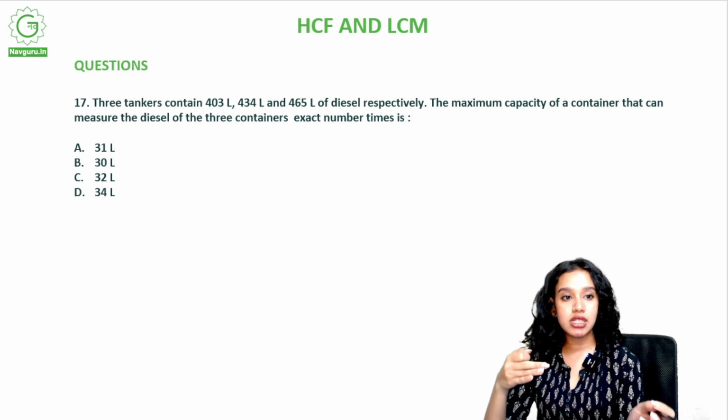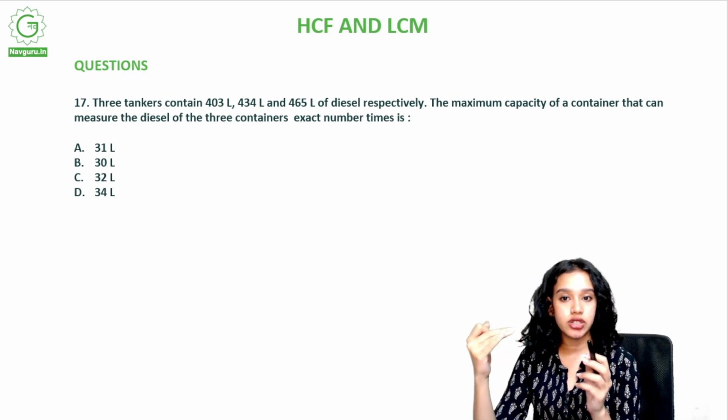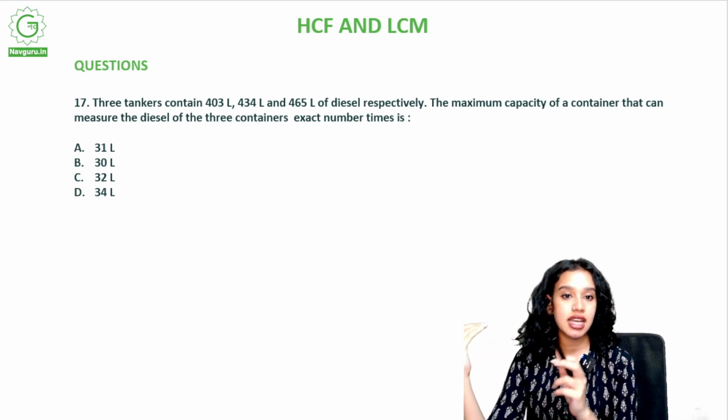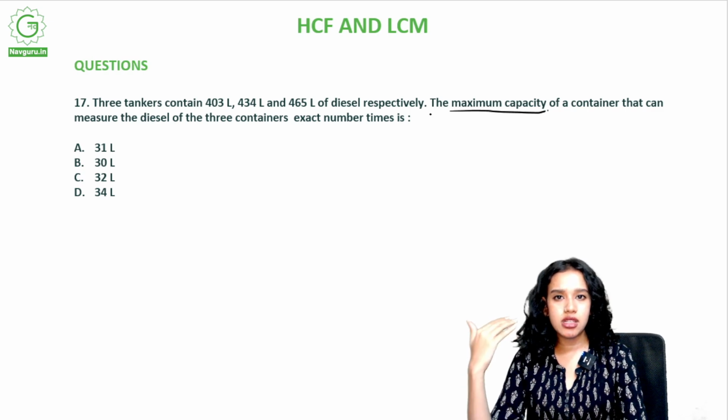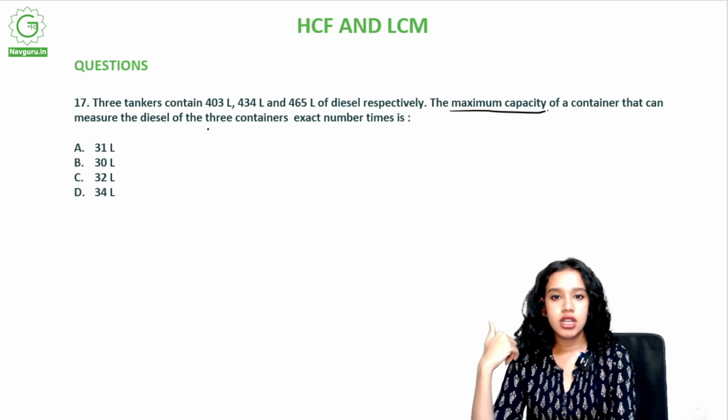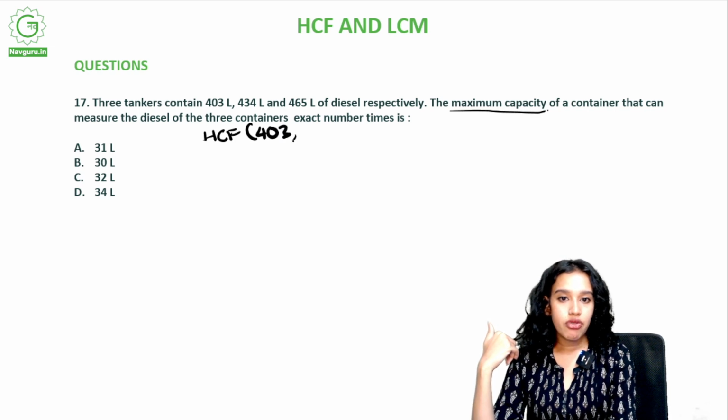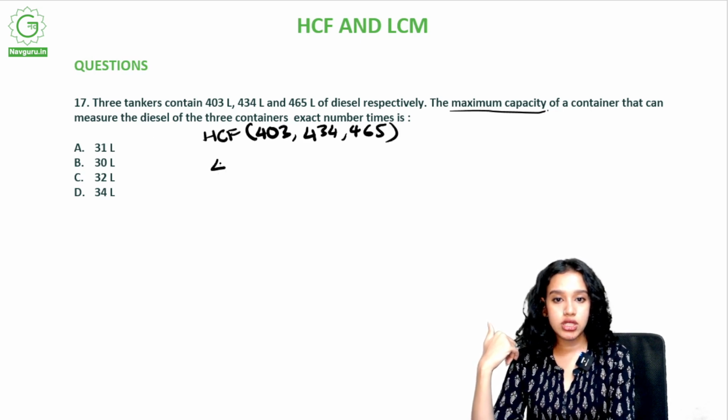Now, 3 tankers contain 403 liters, 434 liters and 465 liters of diesel respectively. The maximum capacity of a container that can measure the diesel of 3 containers an exact number of times is. So, we have the term maximum capacity here. So, it's very obvious that it's a problem of highest common factor. So, we have to find the HCF of 403, 434 and 465.